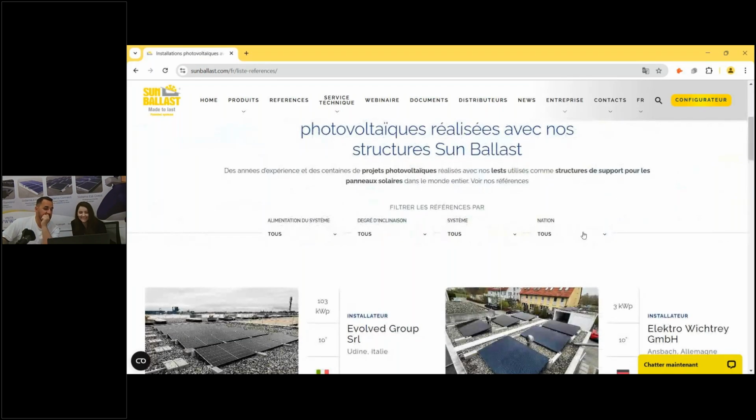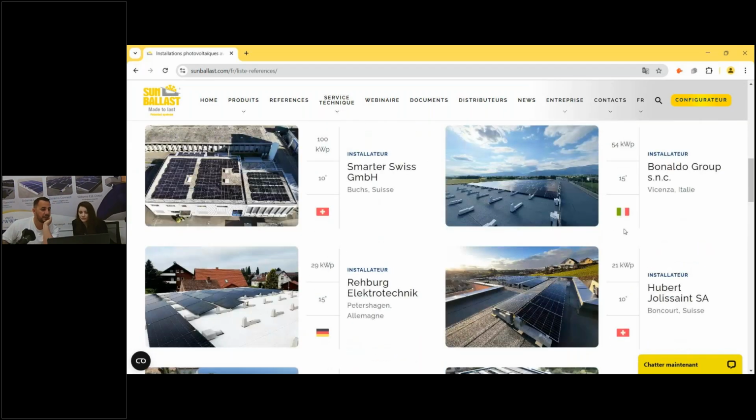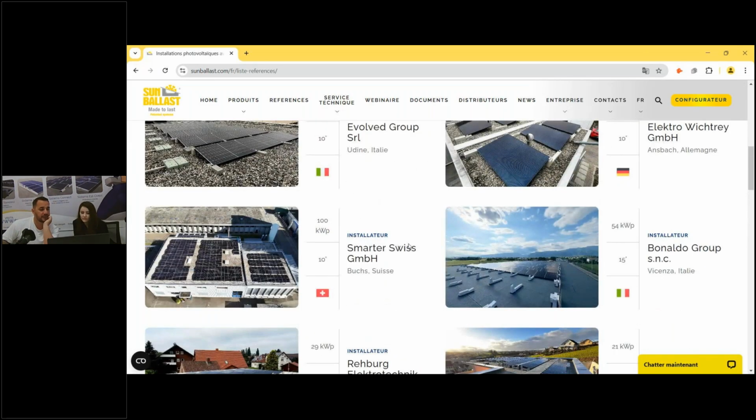In here, you can choose the nation you want. So as you see, it's not only France, right? We have all the countries in Europe, and also installations from the United States. Even from the African continent, we have a few references shared with us. In here, you can choose the type of system that you want, the inclination or tilt, the type of system that we use, or the power from 0 to over 1 megawatt, to get an idea of how the system might look. So yeah, this is regarding the references Ilona mentioned.